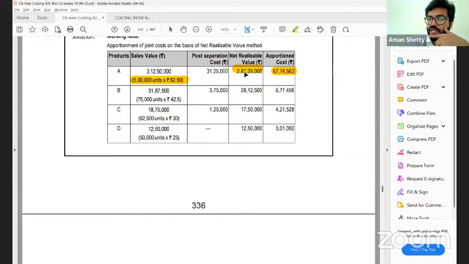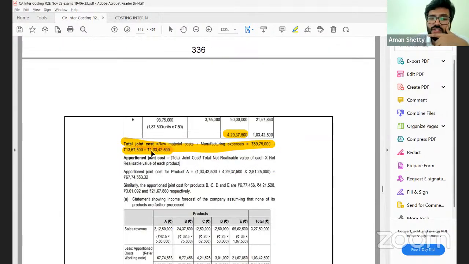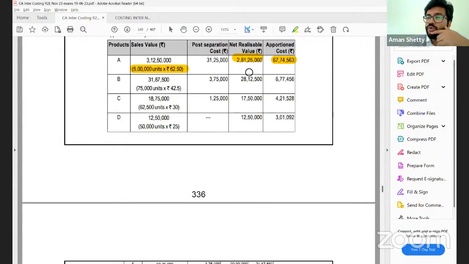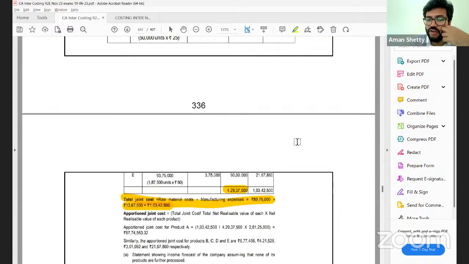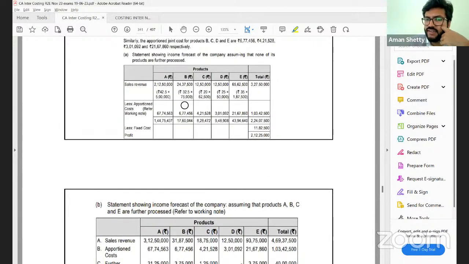103,425,500 divided by 429,37,500 into 281,25,000. You should get 67,74,560. The same thing is done for all. Clear? Yes, sir. And then the income forecast is done. And then income forecast, sales value is done.